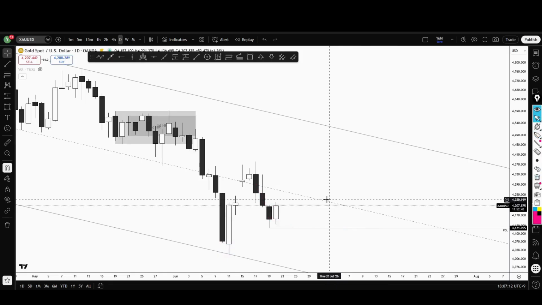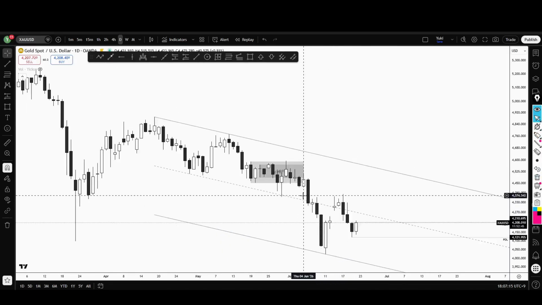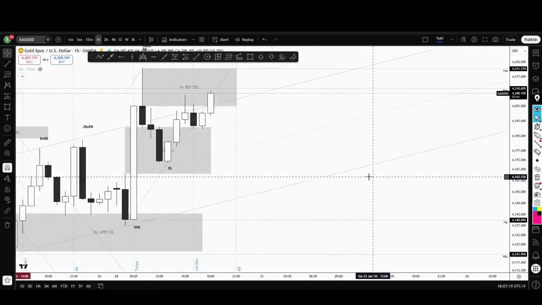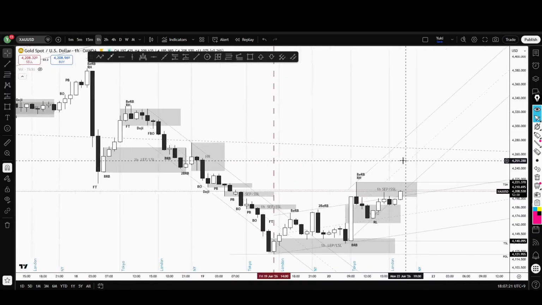So on the daily, this is the bearish case. You need to keep both the bullish and the bearish view in mind here. Let's drop down to a lower time frame and walk through the 1H chart together.